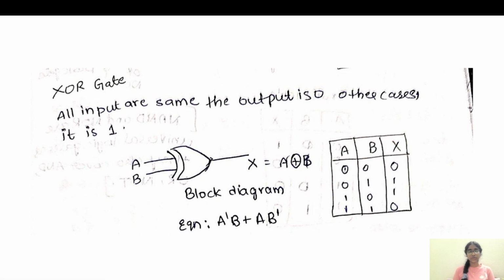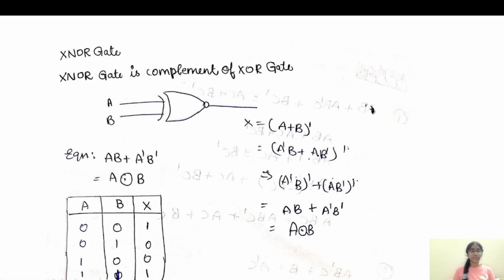Here you can look at the truth table where you have input as 0 and 0, which gives you the output 0. As you have all the inputs same, you'll get the output as 0. And for 1 and 1, the output is 0. And in remaining cases, the output is 1. This is about XOR gate.